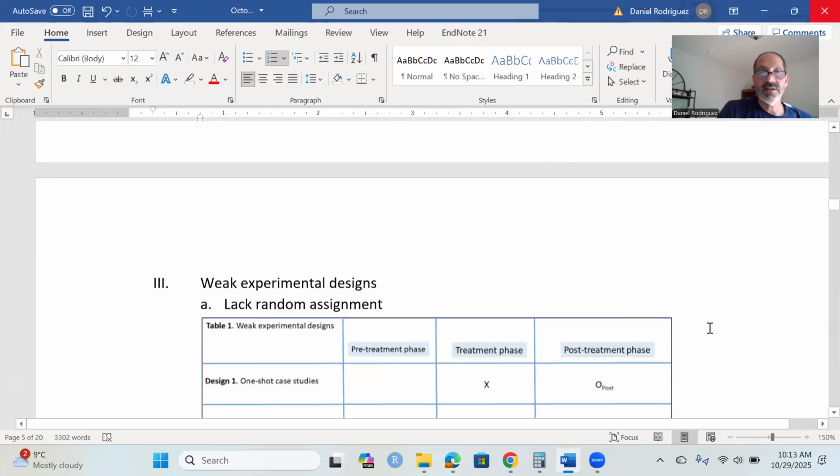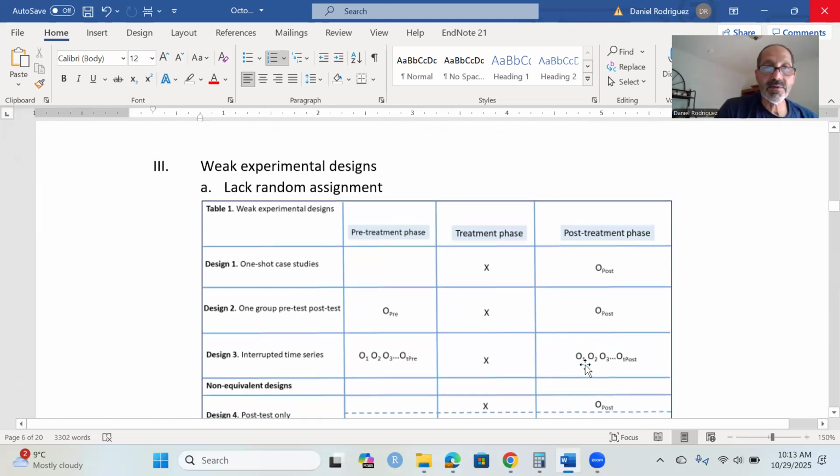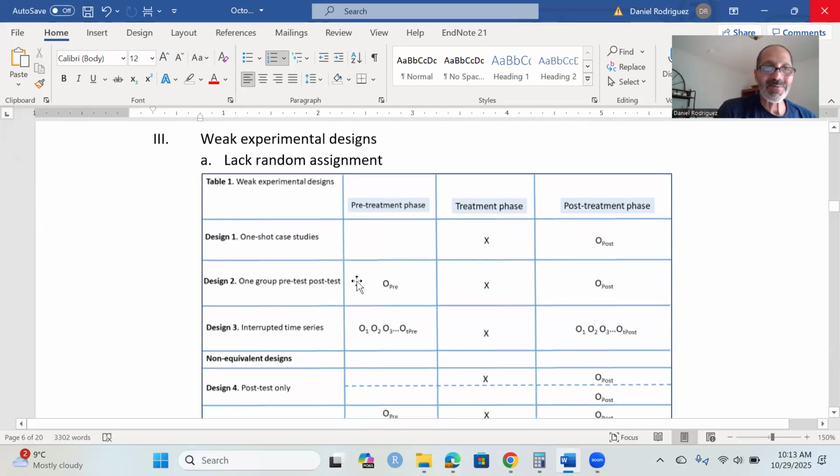It's the best possible research design. So here's a look at some other weak experimental designs. Weak experimental designs contrast with strong experimental designs because they lack random assignment. They lack random assignment. Duh. So here's some weak designs.